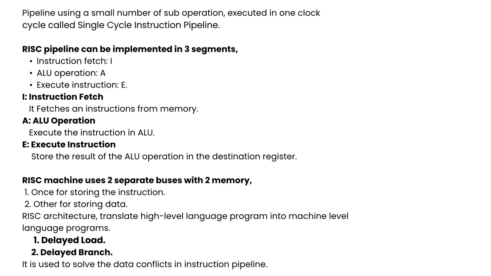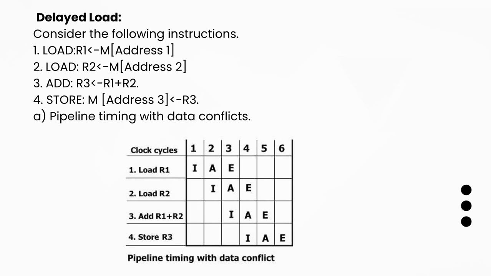RISC architecture translates high-level language programs into machine-level language programs. So there are two loads: one is a delayed load, and another one is a delayed branch. It is used to solve the data conflicts in the instruction pipeline. The first one is delayed load.